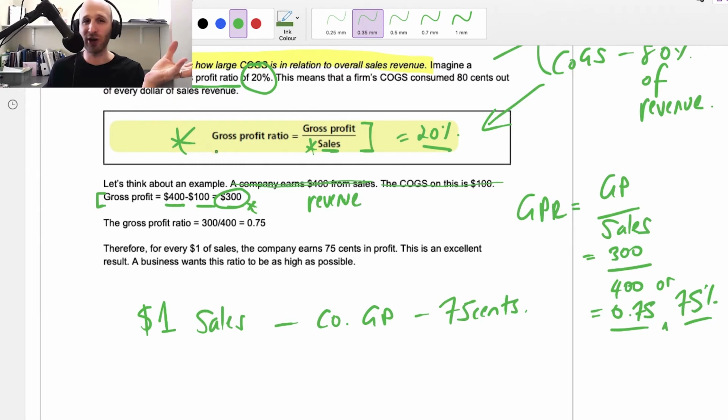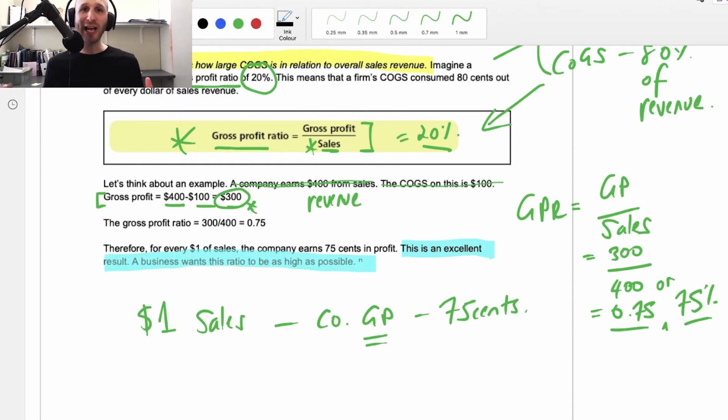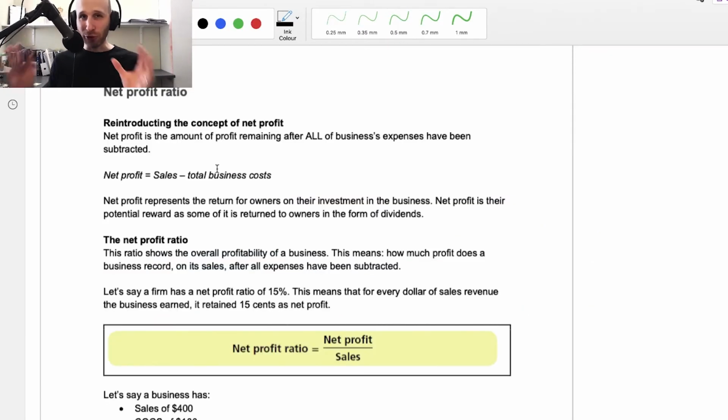So just to say this one more time, we're looking at the gross profit ratio. We're looking at our gross profit, which is revenue minus COGS, and then our gross profit ratio is telling us that profit in relation to sales. For this company, gross profit is worth 75% of sales. Great, what an amazing figure, because we want this ratio to be as high as possible. We want, as a business, to be making the most profit possible compared to the level of sales. Okay, so that was gross profit.